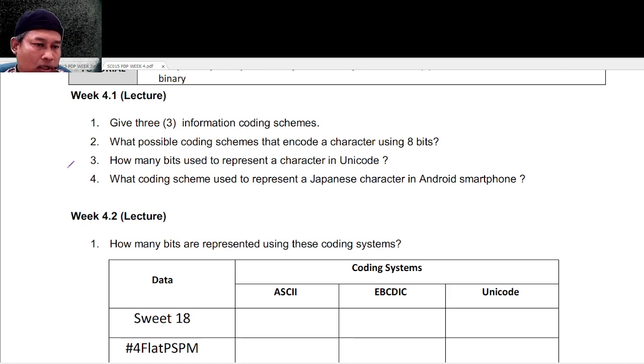Now, I hope you will look at or watch my video lecture on the topic 1.3 coding scheme, and now we will discuss the lecture question for week 4. Okay, week 4.1 lecture question: give 3 information coding schemes. Alright, 3 information coding schemes. Number 1 is ASCII.